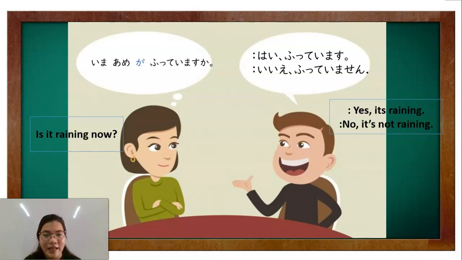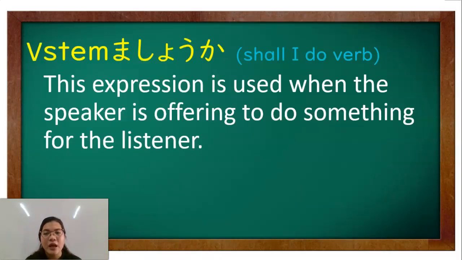Okay? Next sentence pattern is verb stem mashoka. This expression is used when the speaker is offering to do something for the listener. So this simply means, shall I do the verb? You use this sentence pattern to ask or to offer that you will do a verb.